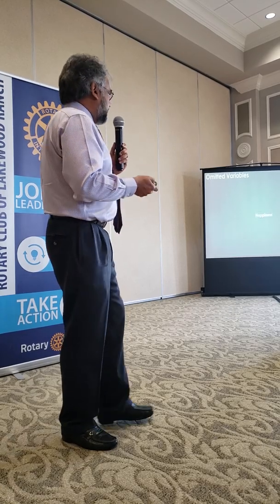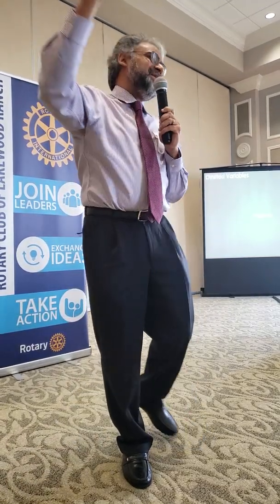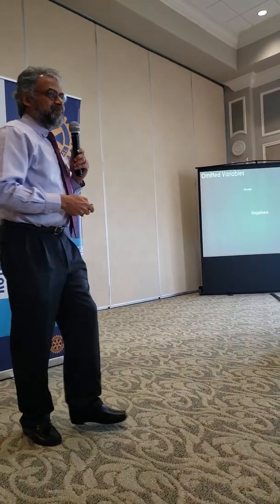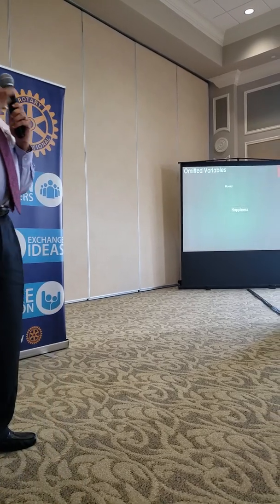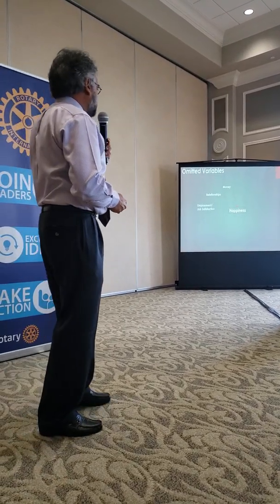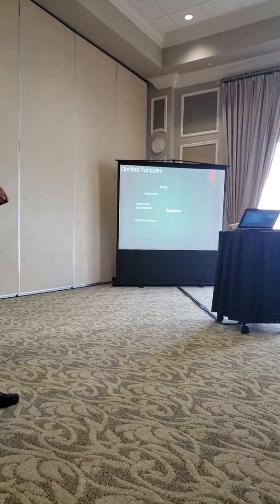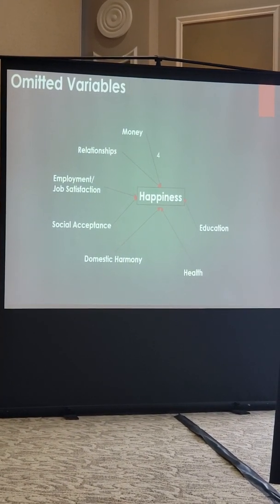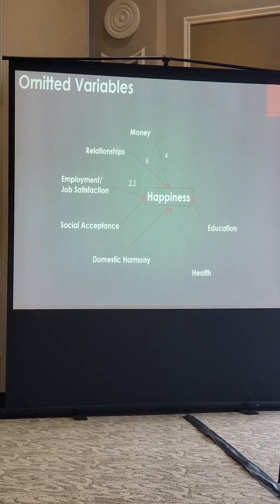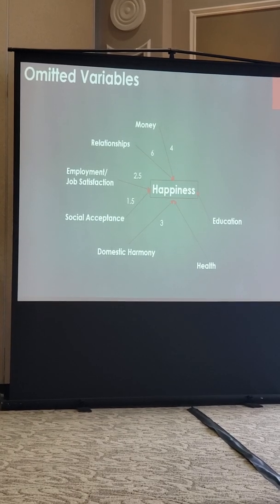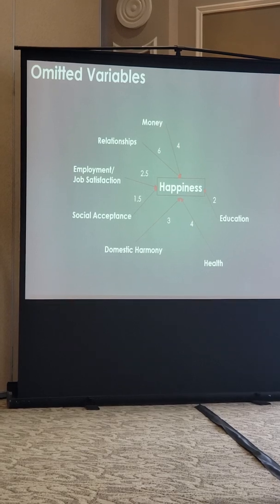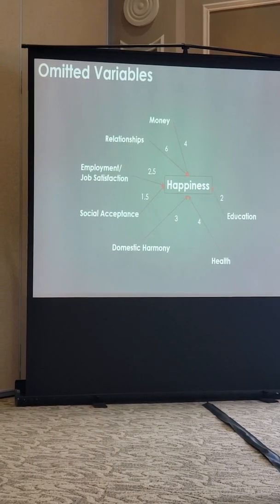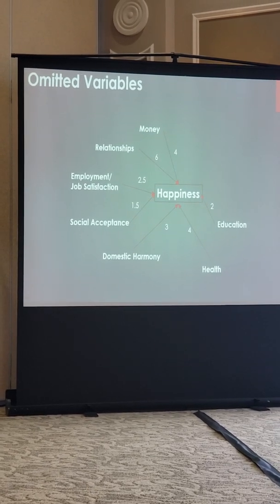Then there's a problem of omitted variables, and this is my last slide. You're trying to find relationships, but you might omit something. For example, happiness. Everybody's interested in happiness. Anybody not? I didn't think so. So you might think, what causes happiness? Let's say money, relationships, employment, job satisfaction, social acceptance, domestic harmony, health, education. And let's start putting some weights on them, say 4, 6, 2.5, 1.5, 3, 4, 2. I'm just making these up. And you might not have covered everything. Now, if you didn't realize that you missed something, then you would just work on these things.